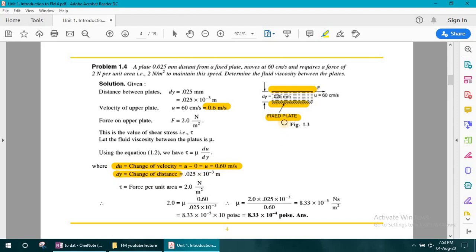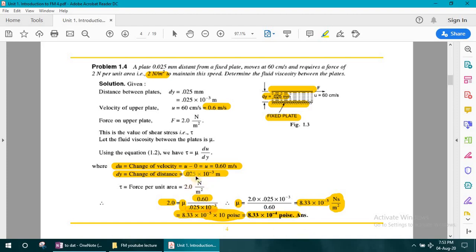Now the distance between the plates is directly given here, 0.025. Then we can put the value of tau, that is 2 Newton per meter square, equal to mu into this du 0.6 divided by this dy, and after putting these values you will get the answer for mu, that is 8.33 * 10^5 Newton per meter square. But this is in the SI system. If you want to get the answer in poise, you have to multiply by 10. This is not needed, but in an examination, if they ask you the answer in poise, just multiply this answer by 10 and you will get the answer in poise.